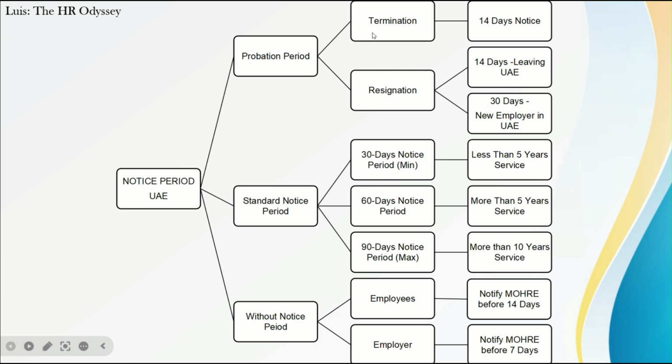So let's discuss the probation period. During the probation period, there are two types of notice period: termination, in case the employer terminates you, and resignation. In case of termination during the probation period, the employer is supposed to give you 14 days notice. It's mandatory. If the employee has resigned, in that case there are two parts.